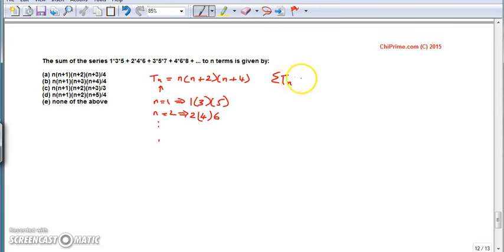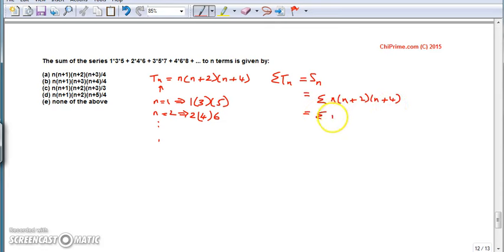So let's denote that as sigma Tn, or Sn, the sum of n terms of the series, where Tn is given by n times (n plus 2) times (n plus 4). So this is equal to the sum of n times (n plus 2) times (n plus 4), right? This is the type of series we want the sum of the first n terms.